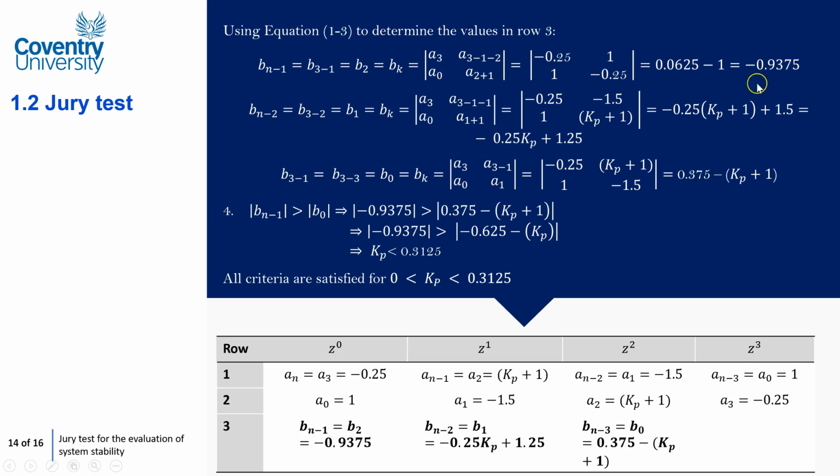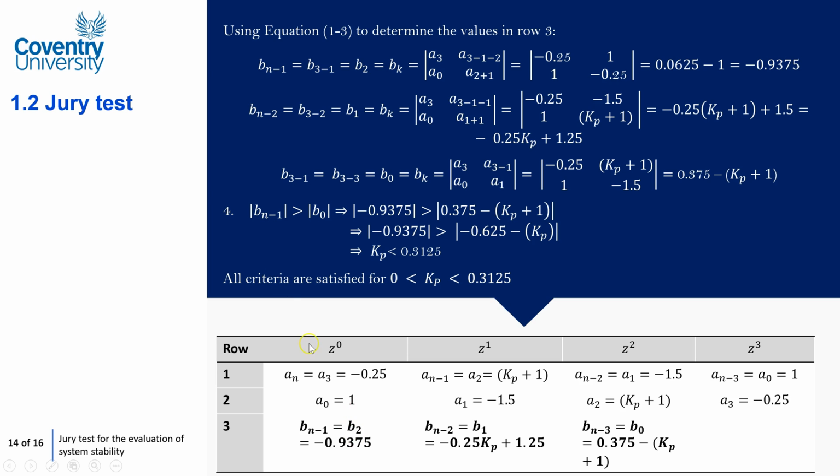And then what we've got is these 3 values that you can see I put into the table. We've got this unknown Kp value. So the fourth condition, we only consider the one associated to the row 3, and the modulus of Bn minus 1 must be greater than B0 for it to be satisfied.